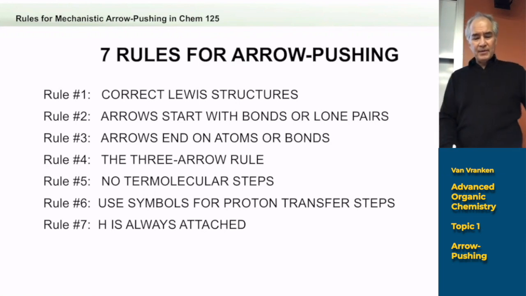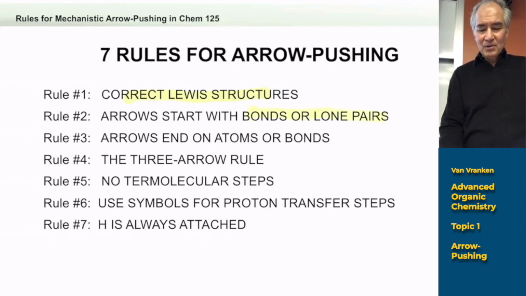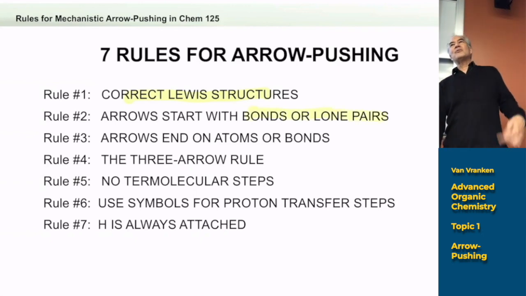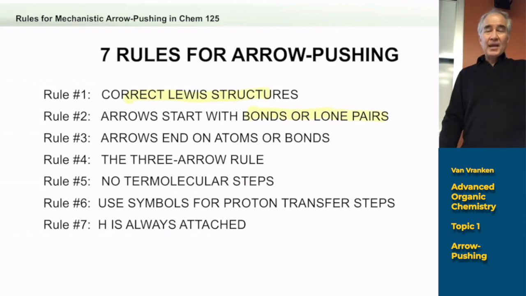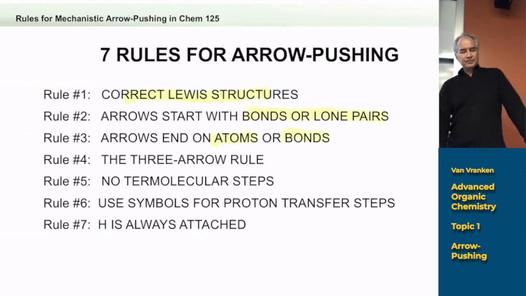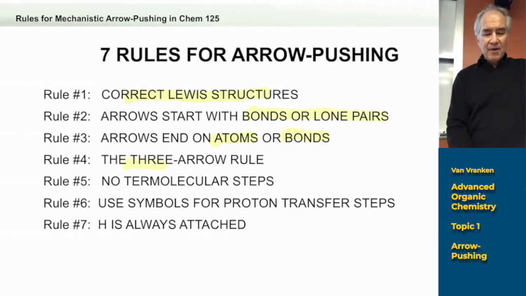So, rule number 1 is we're going to draw correct Lewis structures. That seems pretty simple. I don't remember when I learned to draw Lewis structures, maybe it was general chemistry or something, but we're just going to agree to draw correct Lewis structures. Rule number 2 is arrows are going to start with bonds or lone pairs. Every arrow you draw is going to either start with a bond or a lone pair. Every arrow you draw is going to end on either an atom, preferentially, and then in some cases on bonds. I'll allow that. I'm going to introduce something called the 3-arrow rule. Enough said. I think you'll grasp that pretty quickly.